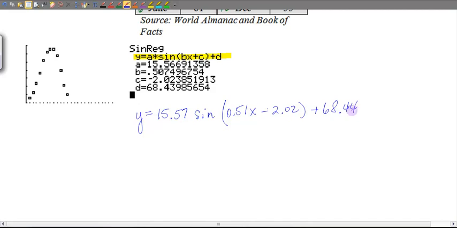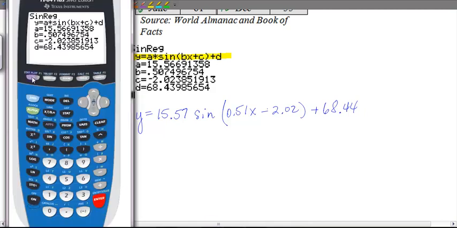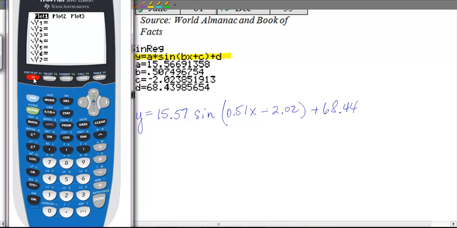Okay, so I'm going to go back into my calculator, and I'm going to ask the calculator, well, if this is the equation that we think is based on this data, let's graph it and see what we get. So I'm coming back over here. I'm going to go back to the y equals. Now you see that the cursor is flashing under y1. That's where I'm going to enter this information.